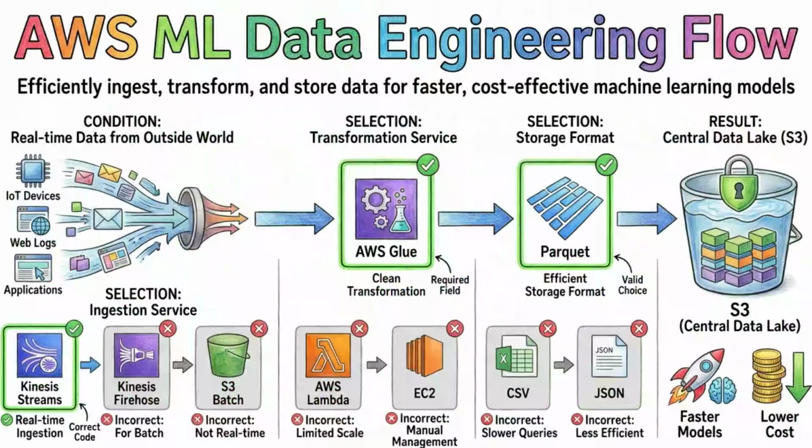As we wrap up this technical content, remember that a strong data engineering foundation makes everything else in machine learning significantly easier. If you correctly design your Kinesis streams for real-time ingestion, transform your data cleanly with AWS Glue, and store it efficiently in S3 using Parquet formats, your models will train faster and cost much less money. The exam tests not just your knowledge of individual services, but your clear ability to connect them together into a logical, highly efficient architecture. Always think logically about how data flows from the outside world, gets thoroughly cleaned, and securely rests in the central data lake.